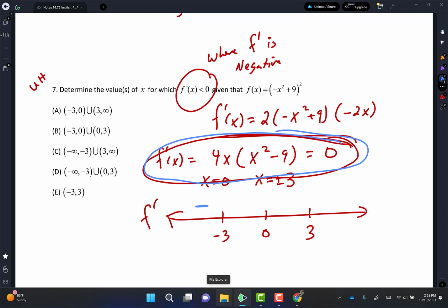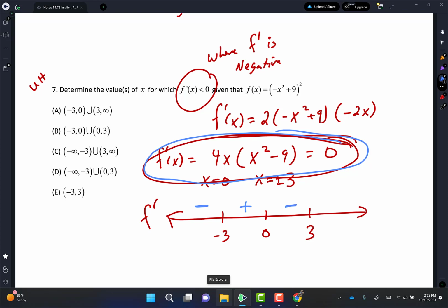Give me a number between -3 and 0. Any number, doesn't matter. -2. If I put a -2 on the outside, 4 times -2 is negative. -2 squared is 4. 4 minus 9, is that positive or negative? Negative times a negative. Put a plus symbol. I'm going to put a number between 0 and 3, like 2. 4 times 2, positive or negative? Positive. 2 squared is 4. 4 minus 9, positive or negative? Positive times a negative? Negative. Put a minus sign.